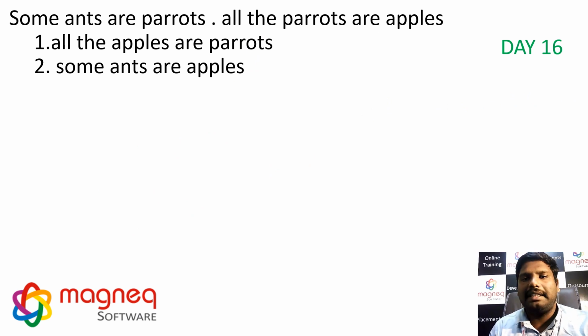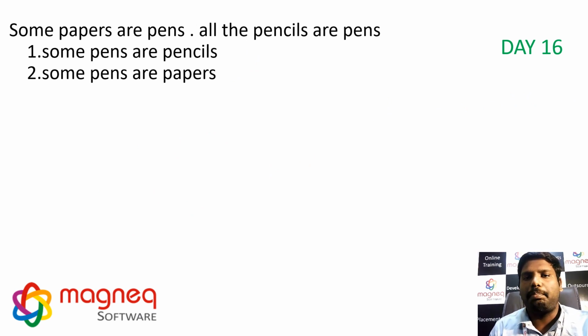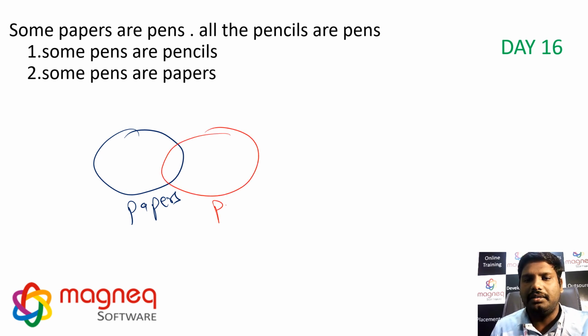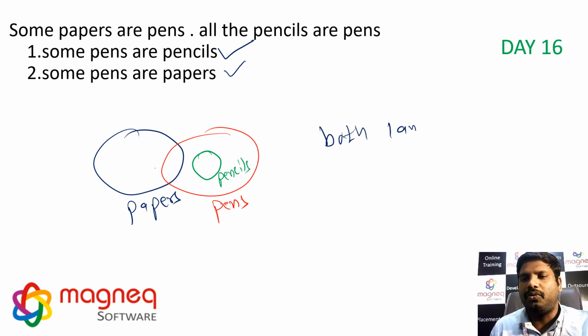Next one. Some papers are pens, all the pencils are pens. Some papers are pens. All the pencils are pens. Papers, pens and pencils. First conclusion, some pens are pencils. True. Second, some pens are papers. True. So both 1 and 2 follow.